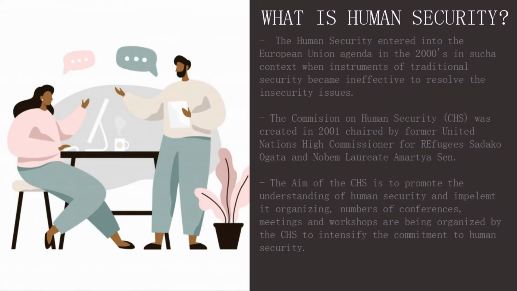Human security entered the European Union agenda in the year 2000. In such contexts, when instruments of traditional security became ineffective in resolving insecurity issues, the Commission on Human Security, or CHS, was created in 2001, chaired by former United Nations High Commissioner for Refugees Sadako Ogata and Nobel laureate Amartya Sen. The aim of the CHS is to promote the understanding of human security and implement its organizing. Members of conferences, meetings, and workshops are being organized by the CHS in order to intensify the commitment to human security.